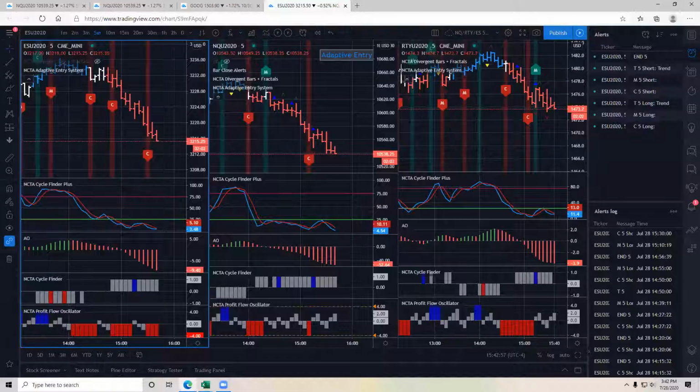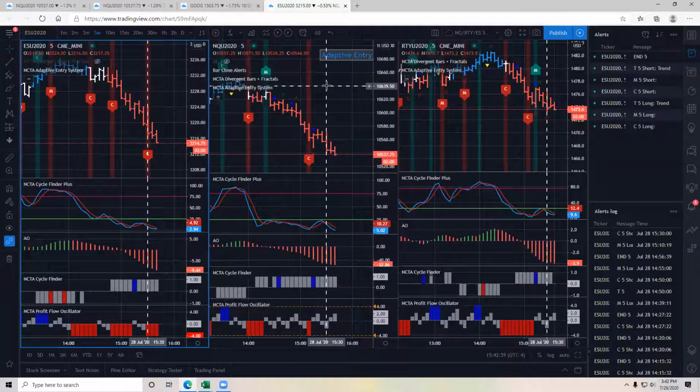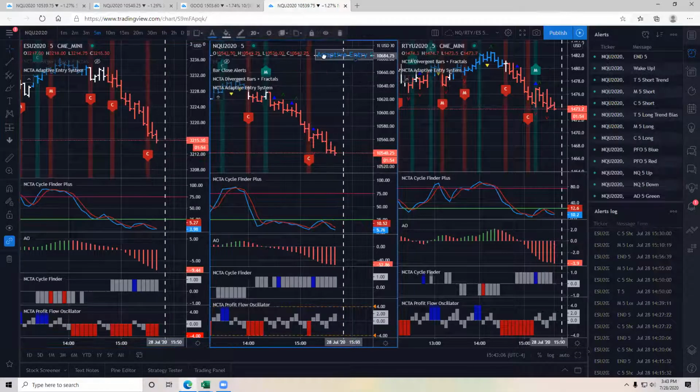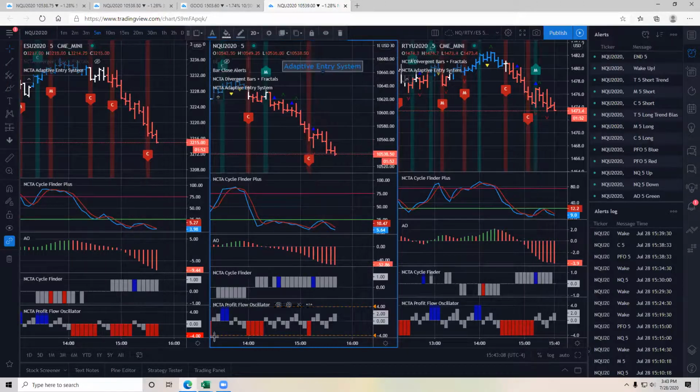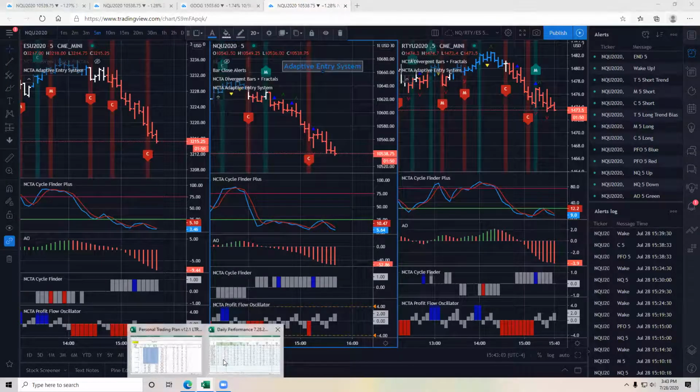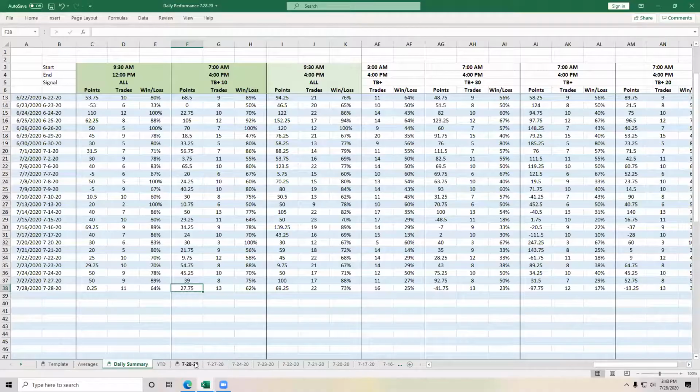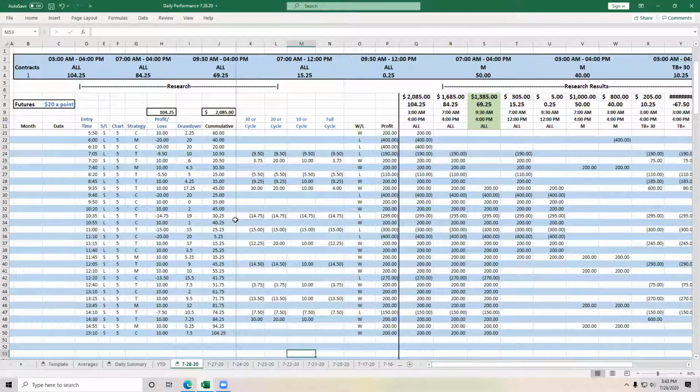So we're going to go ahead and review performance today based on the adaptive entry system signals off of the NASDAQ 100. So let's go ahead and pull that up, daily performance. So here is the detail of the daily performance. I know some of you have asked that you'll be able to see the 7 a.m. forward detail, so there it is.